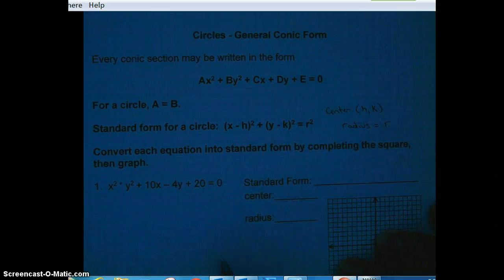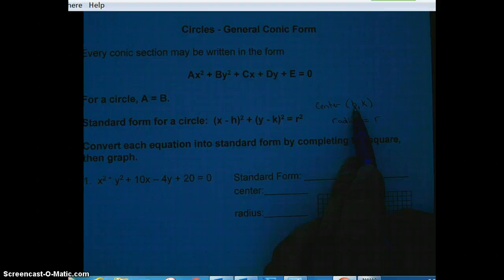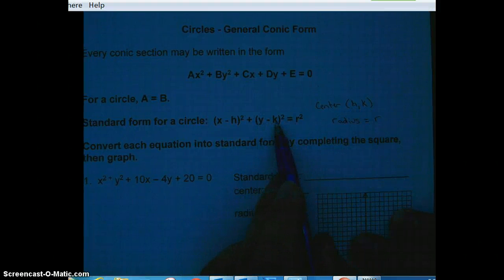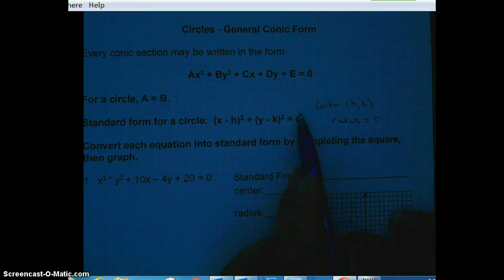So remember, when you're taking a number out of parentheses, it changes sign. If it was x minus 2, this would be positive 2. If this was y plus 3, this would be negative 3. And then this is a squared term, so if this number was 25, you would have to take the square root of it to find the radius, which would be 5.